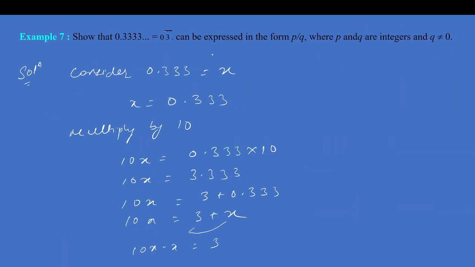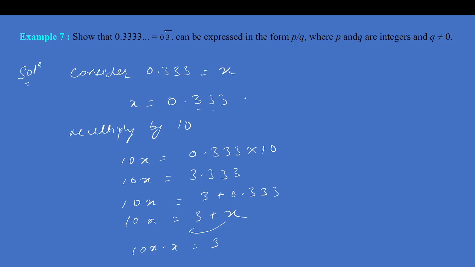Now show that 0.333... is equal to 0.3 bar. This can be expressed in the form of p by q, where p and q are integers and q is not equal to 0. Since we don't know the value of 0.3 bar, we consider x equal to 0.333 or 0.3 bar, anything you can write. Since only one digit is repeating, only 3, because the bar is placed on only 3.